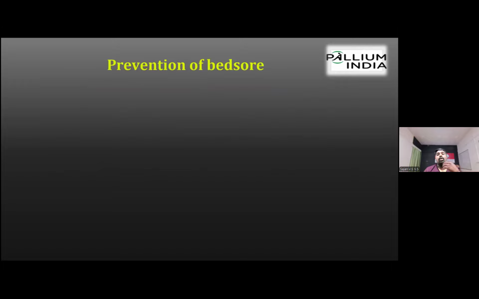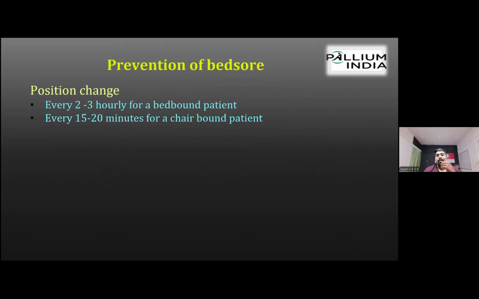So I already told pressure sore. Now it's a pressure injury. We can prevent it. So how can we prevent bed sore or pressure sore? First of all, position change. Every second hour we need to change the position for the bedbound patient, or the paraplegic patient also, every second hour during lying time.